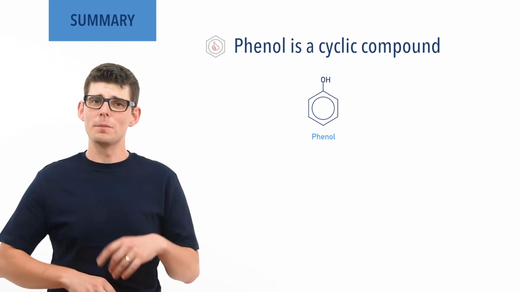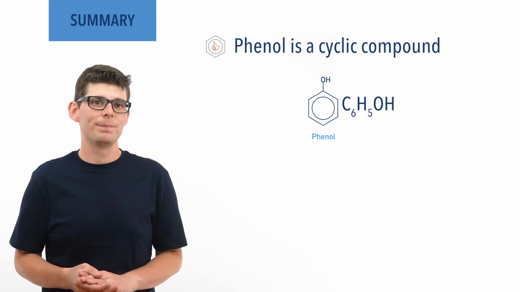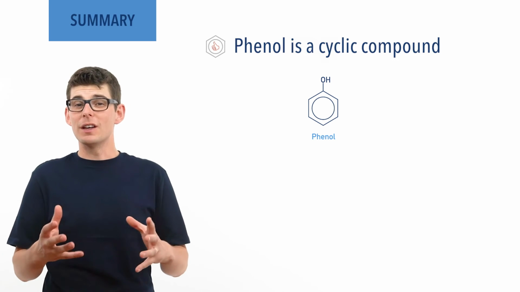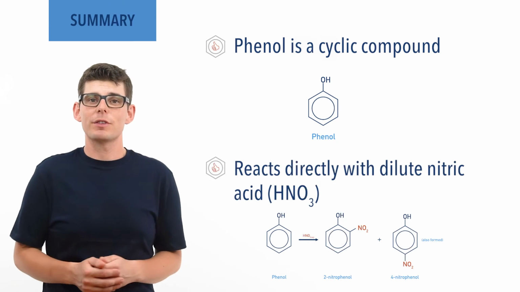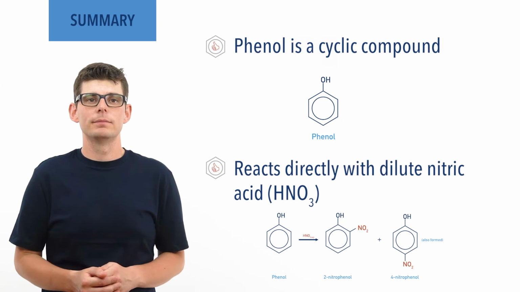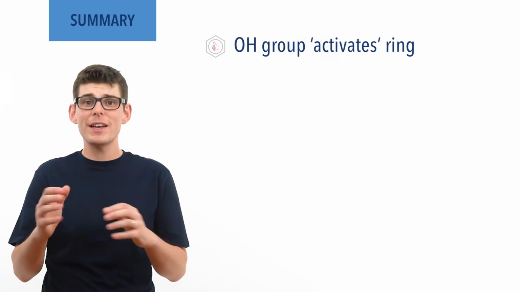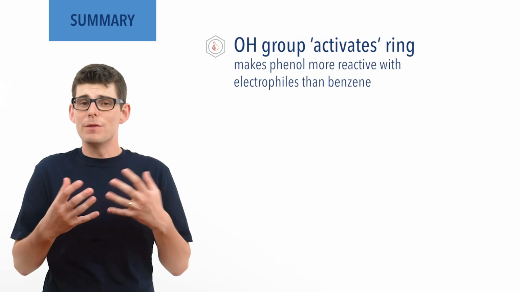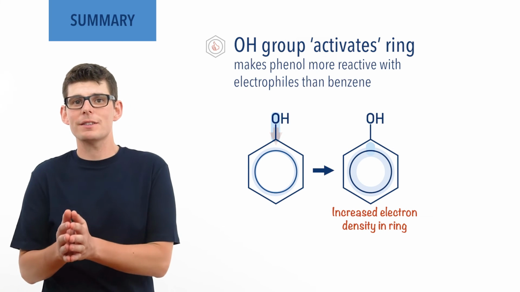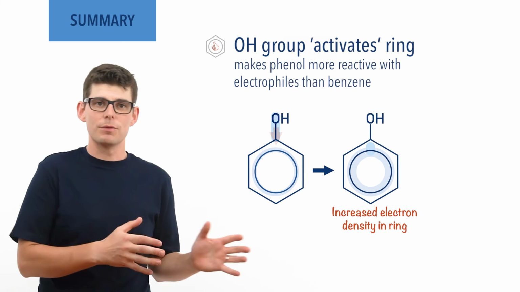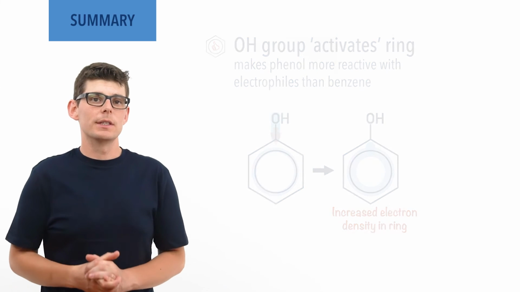So, to summarize, phenol is a cyclic compound with the formula C6H5OH. It is essentially a benzene ring with an OH group attached. Phenol is able to react directly with dilute nitric acid in a nitration reaction, unlike benzene that needs a catalyst. The OH group in phenol activates the benzene ring and makes it more likely to react with electrophiles than benzene. This happens as a lone pair of electrons on the oxygen atom gets spread or donated into the delocalized system in the benzene ring, increasing the electron density.